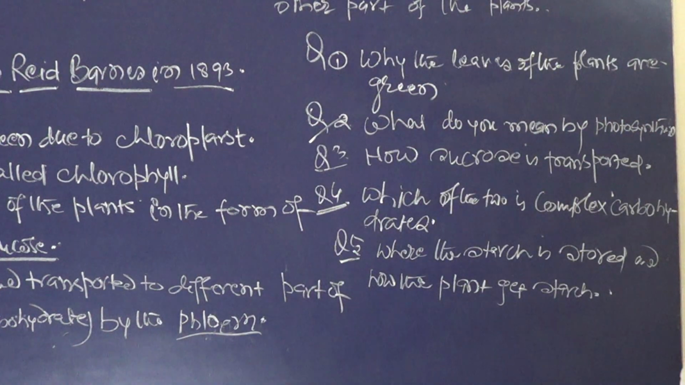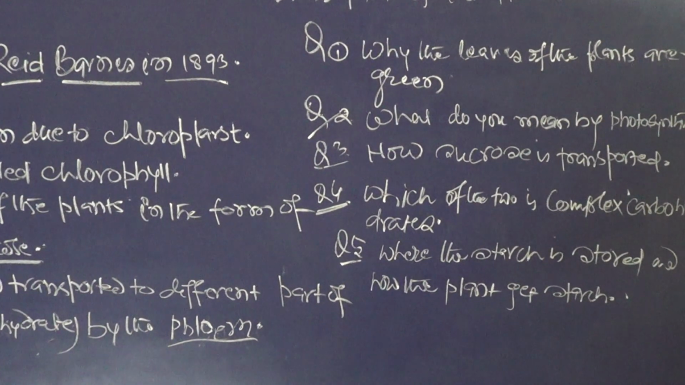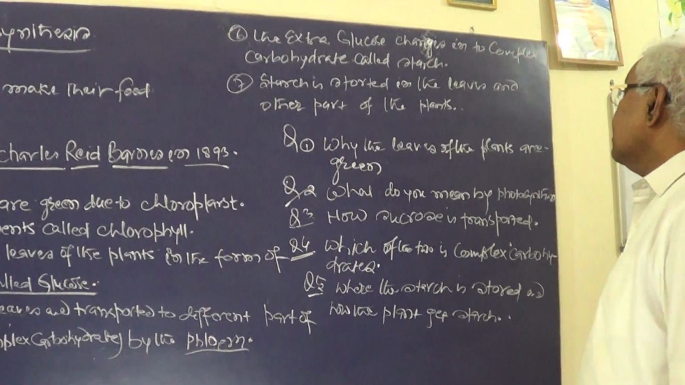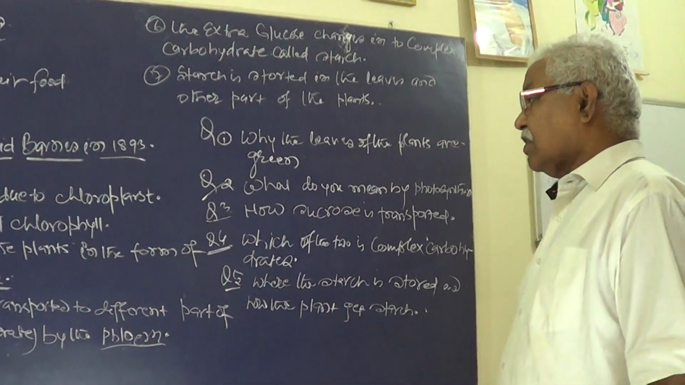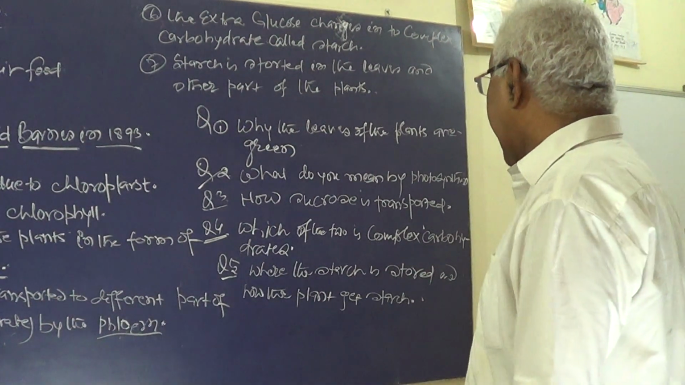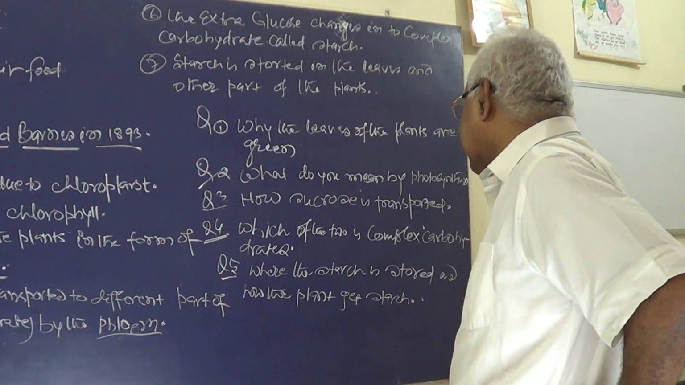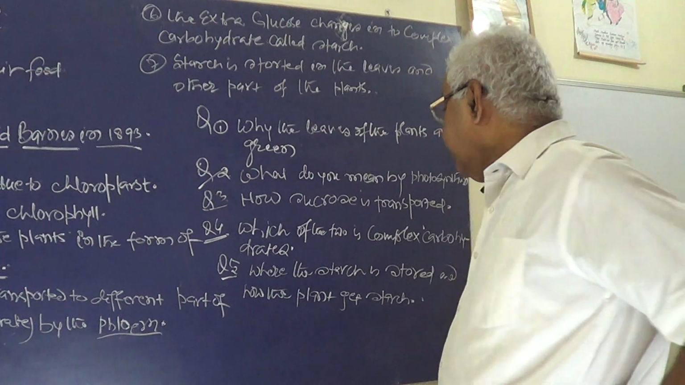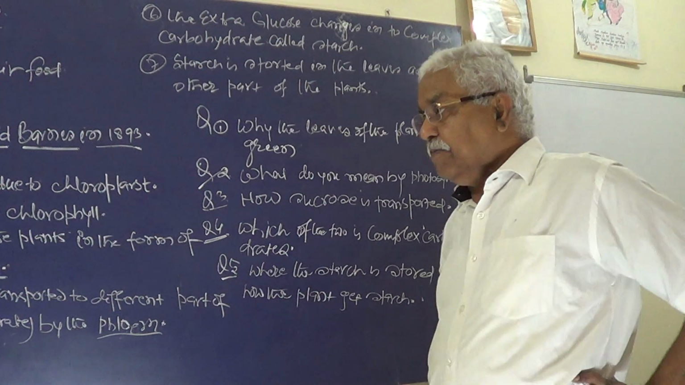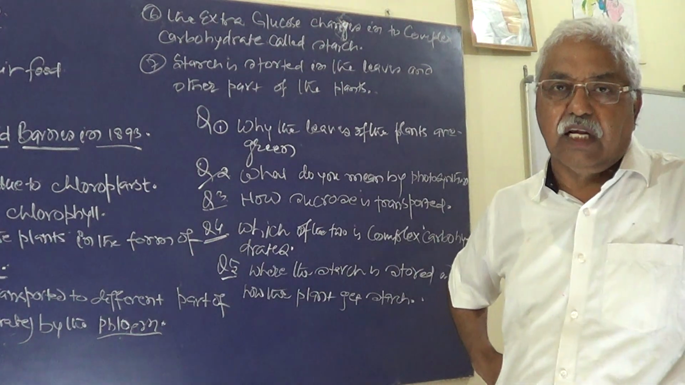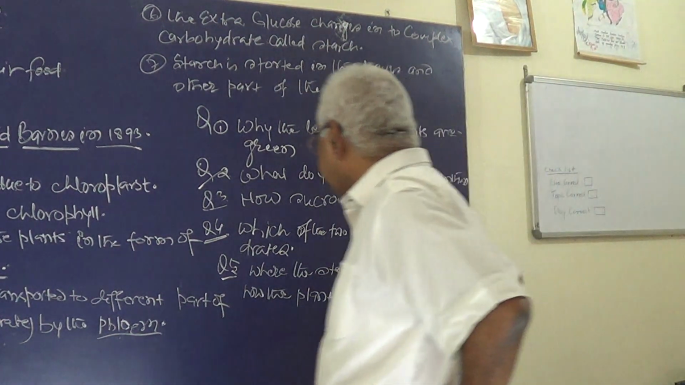You can say that the plant gets starch because the extra glucose obtained during the process of photosynthesis gets converted into starch, and it is stored in the plants, in the leaves and different parts of the plants. Where is it stored? It is stored in the leaves and different parts of the plants.